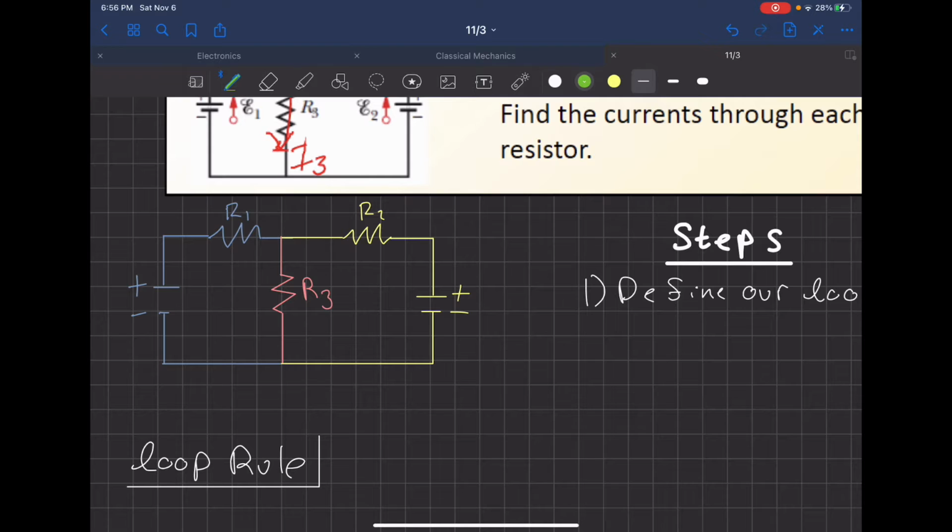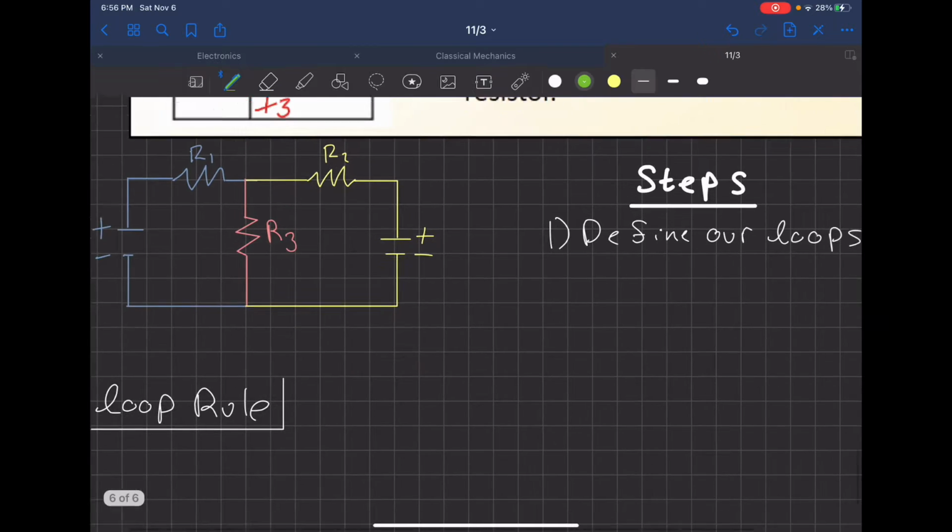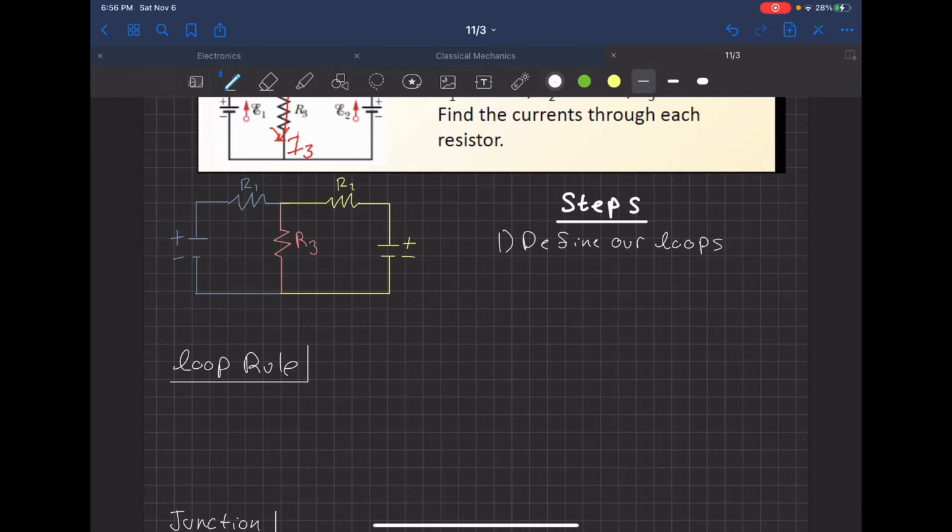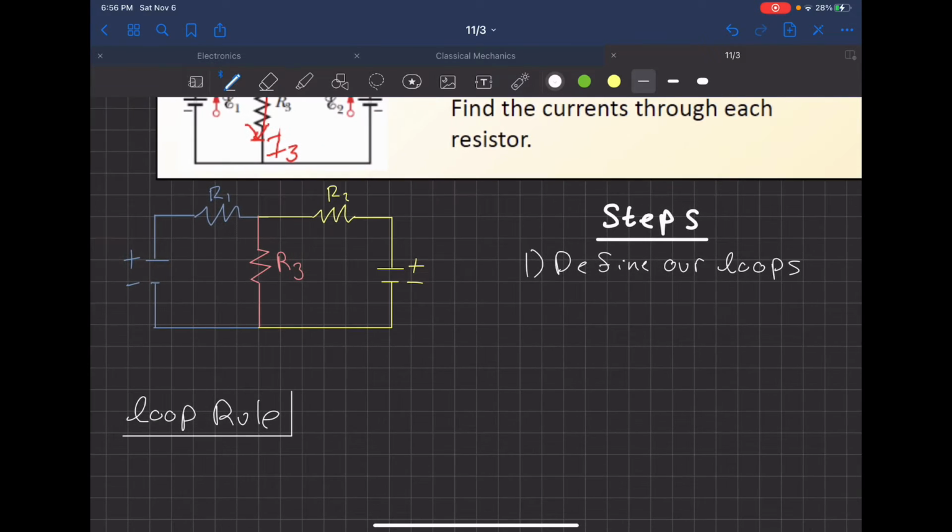And you can actually have a big loop going all the way around if you want to. There will be situations where it might make sense to do that, but that kind of thing comes with time. For now, we're going to just stick to the standard 2 loops in the middle.